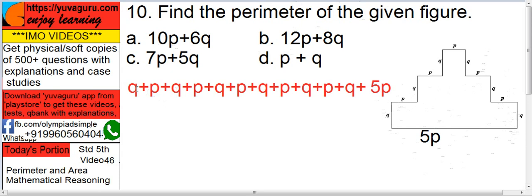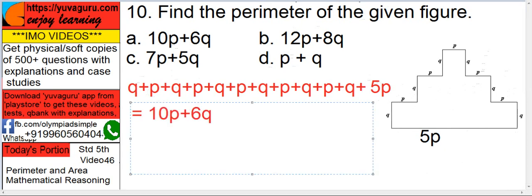See this, I have shown it over here. So what do we do actually? The answer is 10P plus 6Q.